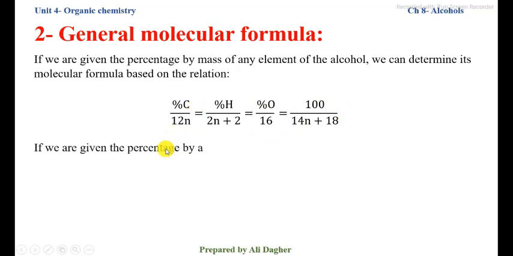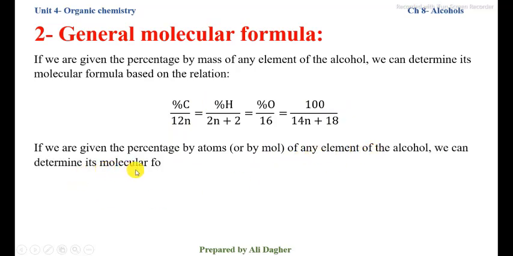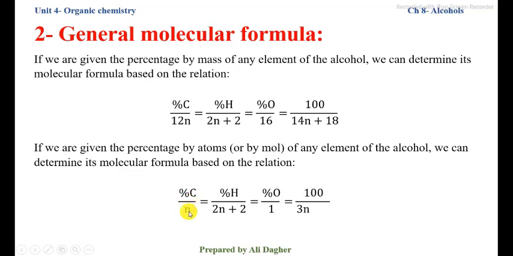If we are given the percentage by atoms or by mole of any element of the alcohol, we can determine its molecular formula based on the relation: percent by atoms of carbon over number of carbon atoms, which is N, for CnH2n+2O, equals percent by atoms of hydrogen over total number of hydrogen, which is 2n+2, equals percent by atoms of oxygen over number of oxygen atoms, equal 1, equals 100, sum of percent, over sum of number of atoms, which is atomicity, 3n+2.